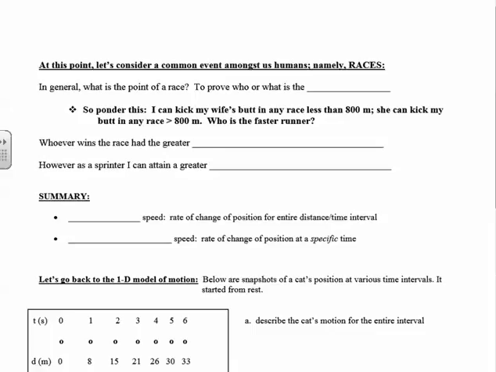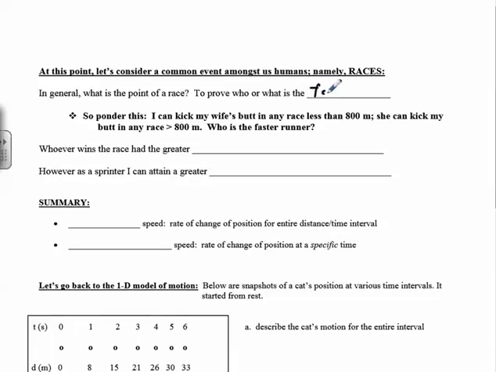As per the last lesson, we were talking about races and what races are all about, and I was trying to relate it to a situation between my wife and me. In general, the point of a race is to prove who or what is the fastest, and we all know this even if we don't think in those terms. I said she can beat me in any race greater than 800, and I can beat her in anything less than that. Whoever wins the race, we establish, has the greater average velocity or average speed. It really doesn't matter whether we're talking about speed or velocity here.